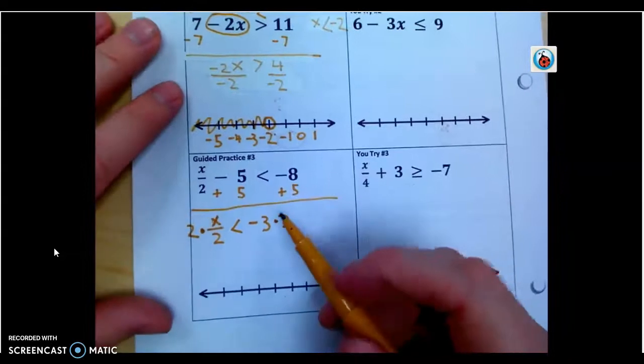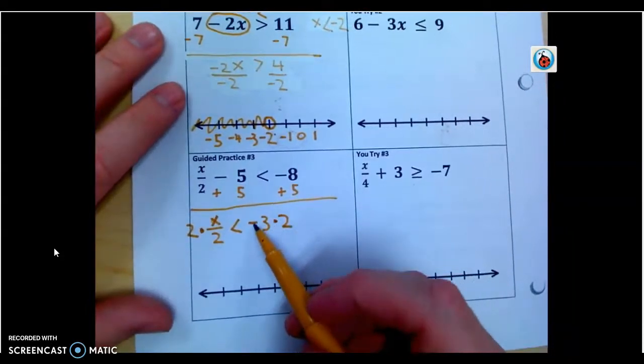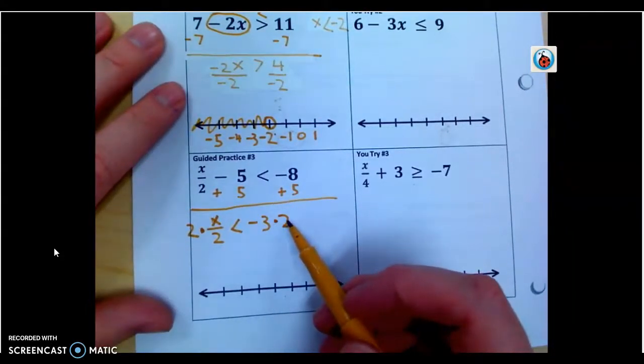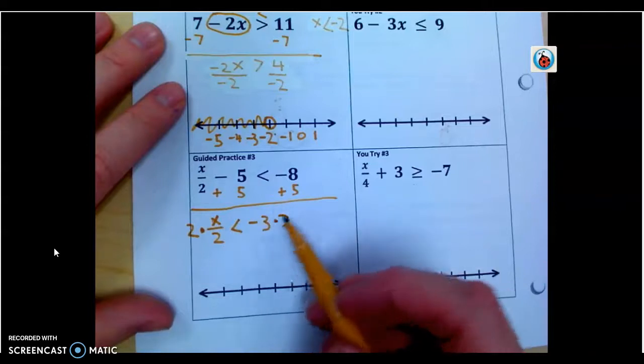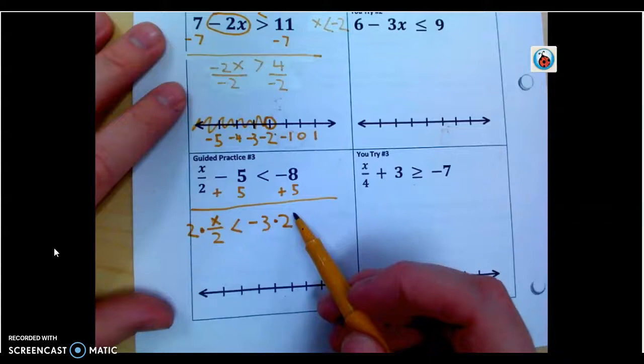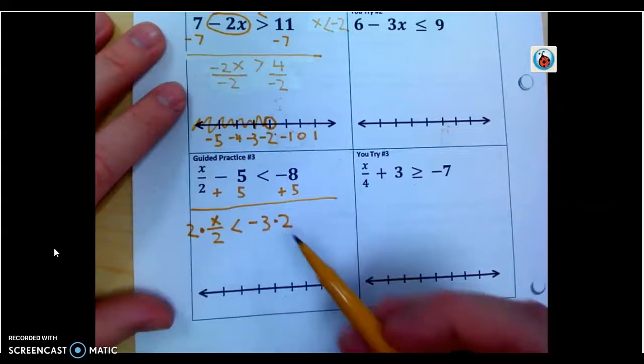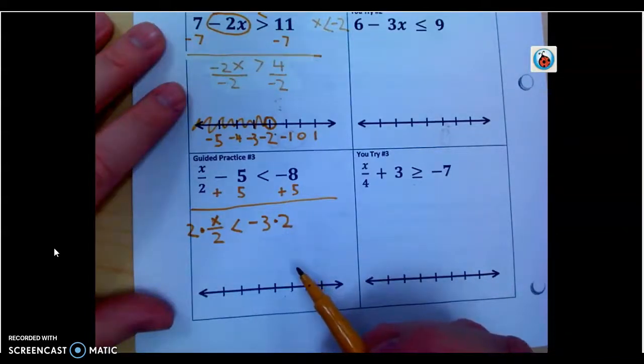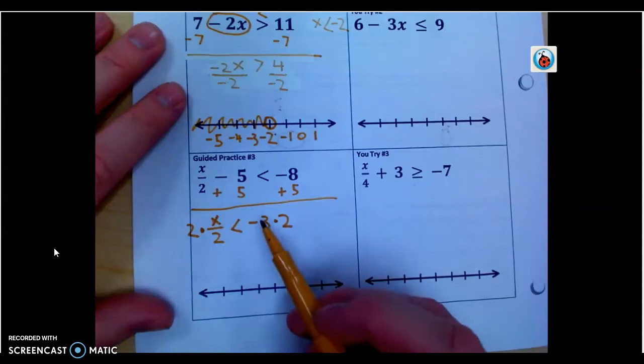And here's the tricky part. I now have negative 3 times 2. So I'm multiplying a negative over here. Do I flip the sign knowing that there's a negative in my multiplication? The answer to that is no. We don't flip the sign.